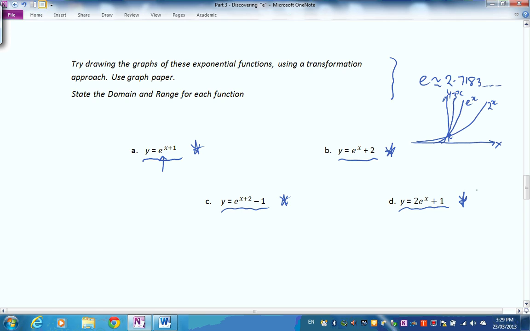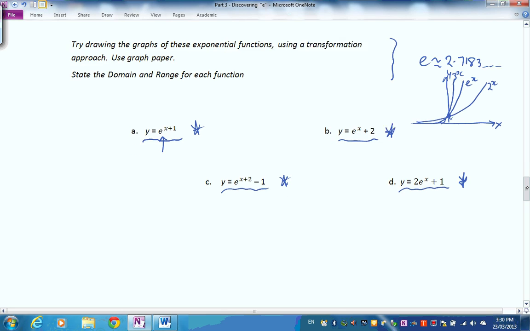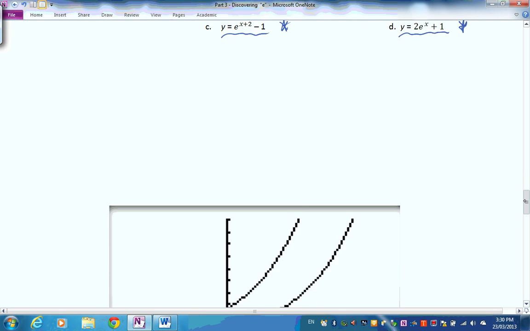And then I want you to state the domain and range. We'll use an approach here of drawing the graph first and deciding upon what we assess the domain and range to be using that graph. All right, so pause the presentation now and have a go at that and see what you think. All right, we'll go on and have a look at the solutions.